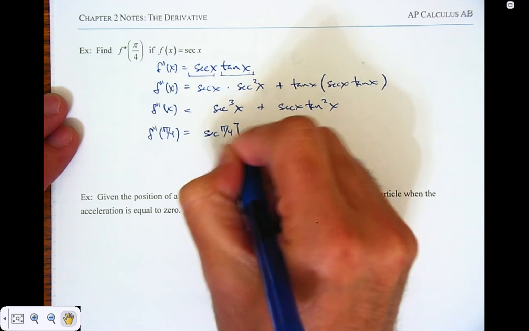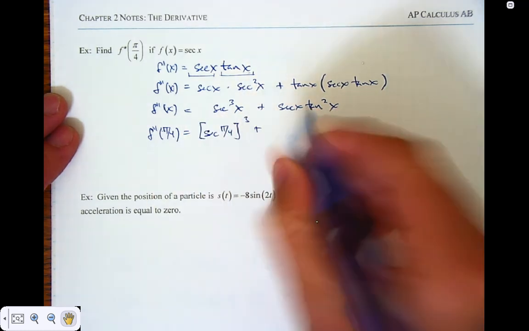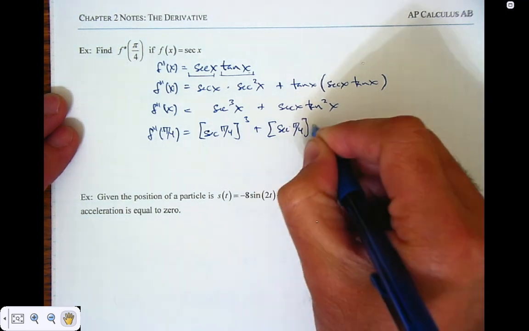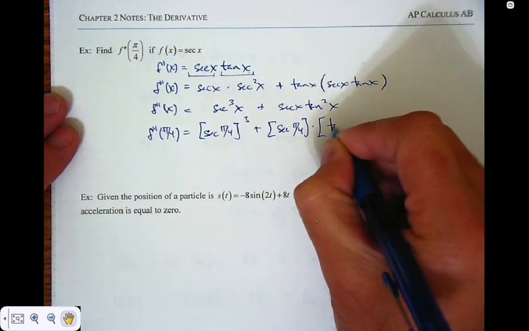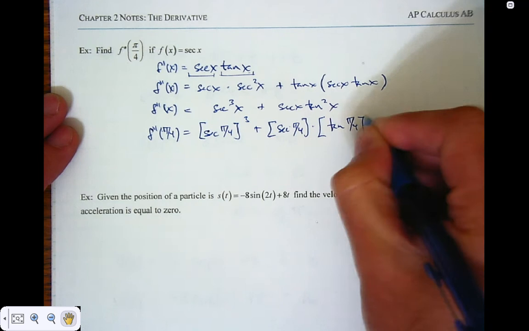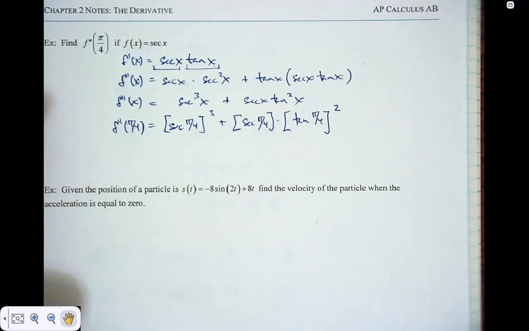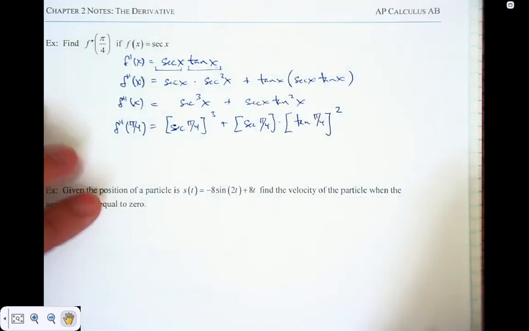pi over 4 and cube it. Then I need to use that to, again, find the secant of pi over 4, and then find the tangent of pi over 4 and square it, all back to your unit circle, okay? And so let's figure out what secant of pi over 4 is.